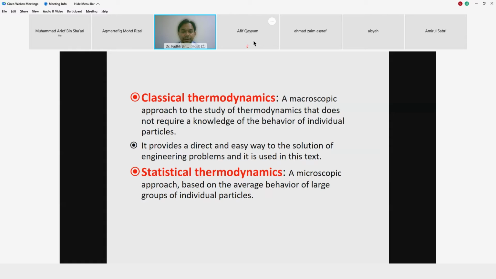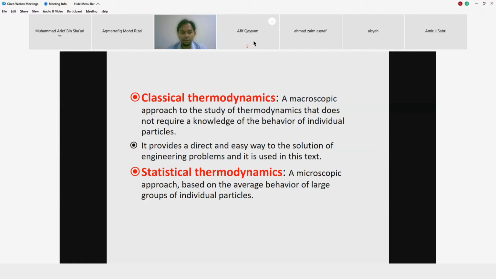It provides a direct and easy way to the solution of engineering problems. So as I said earlier, for this thermodynamics subject, the MCT 2133, it's not complicated or too difficult. It's quite simple because we just look at the fundamental basic knowledge, focusing on the macroscopic approach.